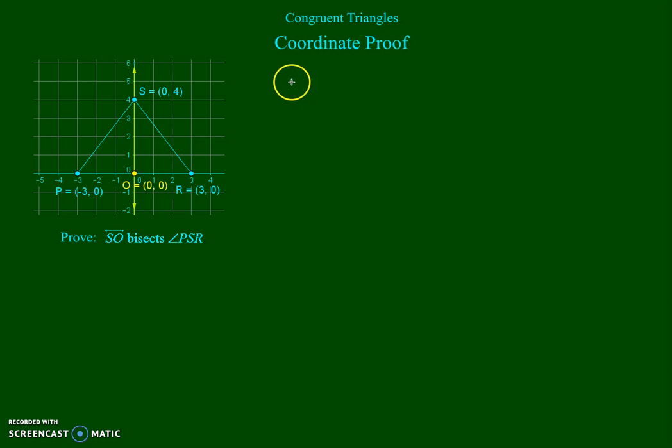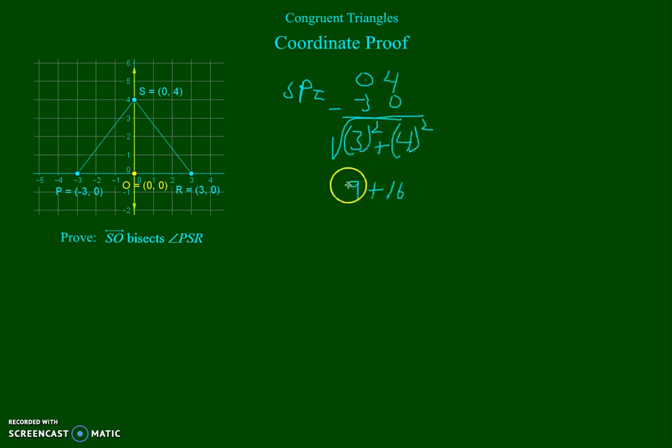So SP equals, and we use distance formula. Zero minus negative 3 is 3. 4 minus 0 is 4. And we square, add, square root. Difference of the x's squared, difference of the y's squared. So that's 9 plus 16, square root, which is square root of 25, which is 5. So we know that this side is 5.